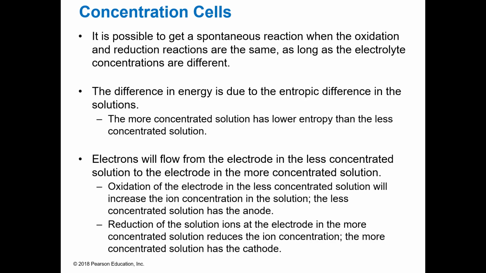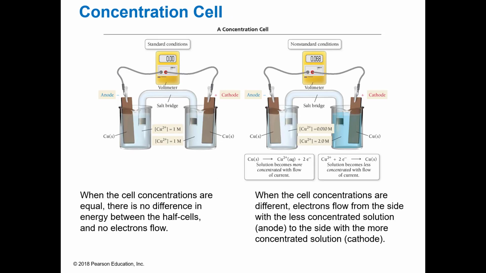So oxidation occurs where the less concentrated solution is, the electrons leave, they go over to the concentrated solution, and that's where the reduction occurs. So this is what we're talking about. We have an electrode of copper and an electrode of copper, and then the solutions are both 1 molar in the copper ion. And notice that's standard conditions. These are exactly the same. So there's no difference in potential energy.